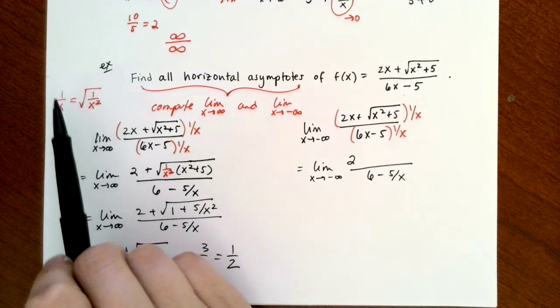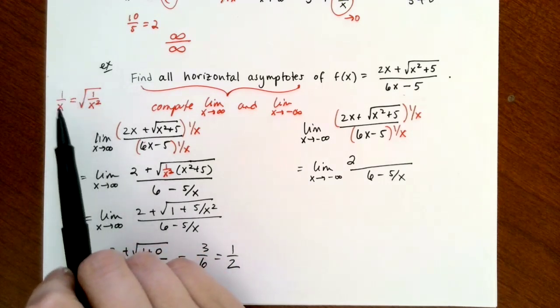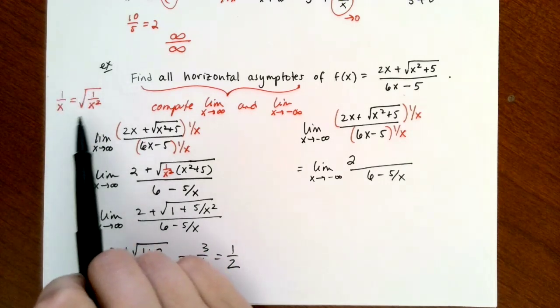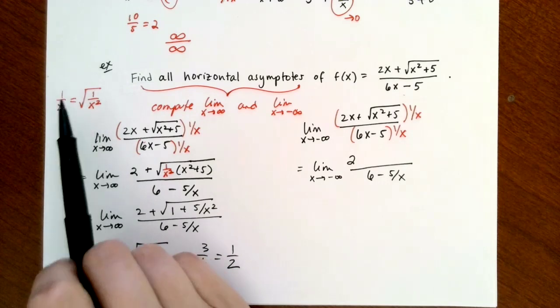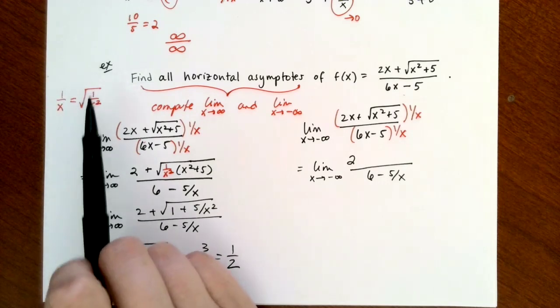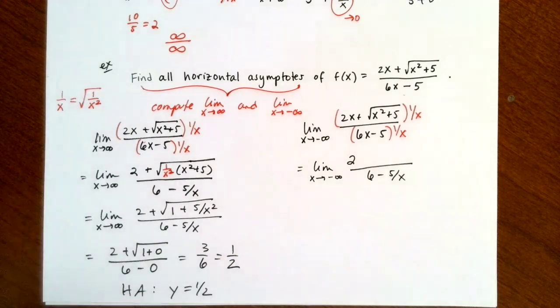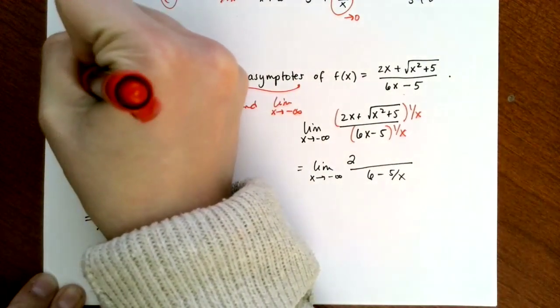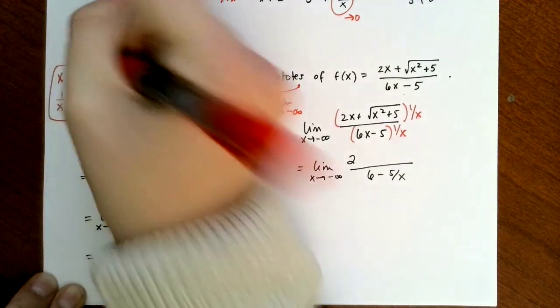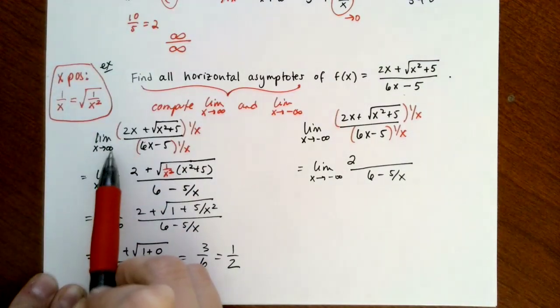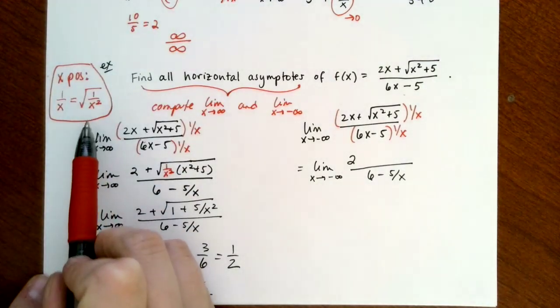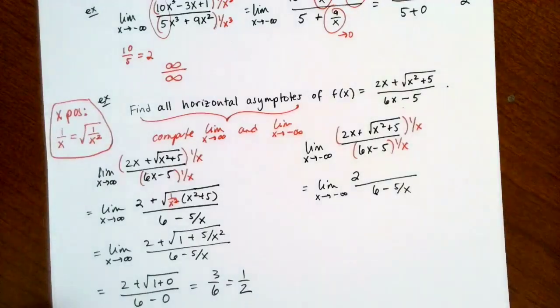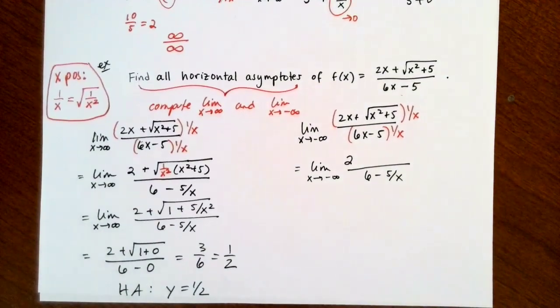And as I wrote it, this is only true if x is positive. So 1 over a number is the same as the square root of 1 over its square. Let's label this: x is positive, this statement is true. So if we're approaching positive infinity, we get to use this. If x is negative, we actually have to adjust that thinking.